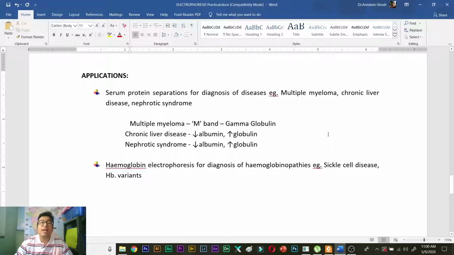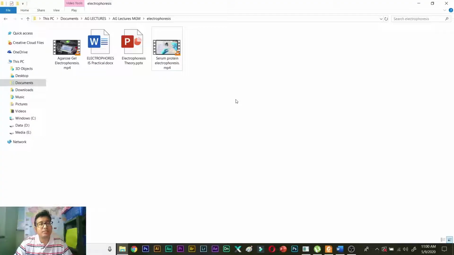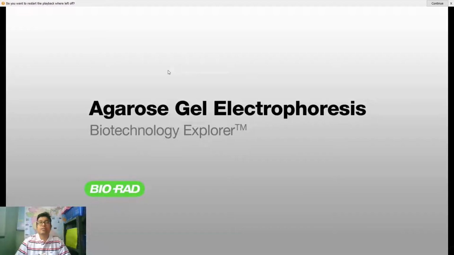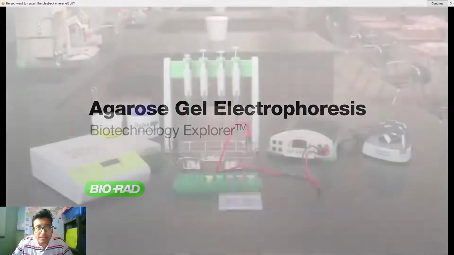So, we are done with protein electrophoresis, but with protein electrophoresis comes agarose gel electrophoresis as the next question by the examiner. So, you should also know a bit of agarose gel electrophoresis because it is used to separate DNA, alright. So this is a demonstration by Biorad.